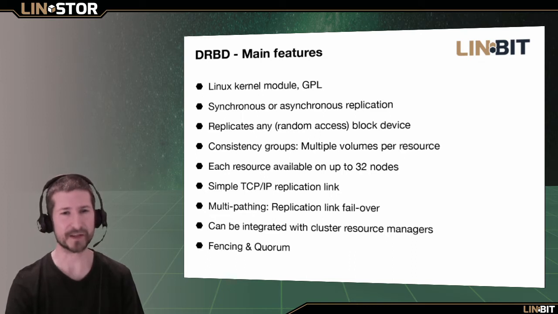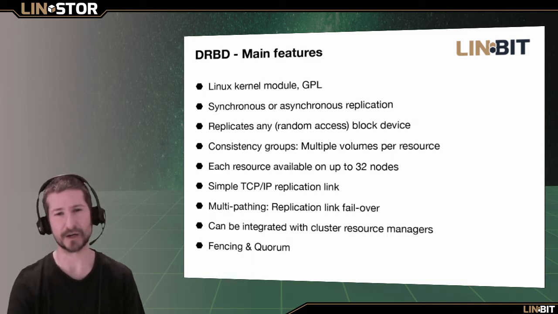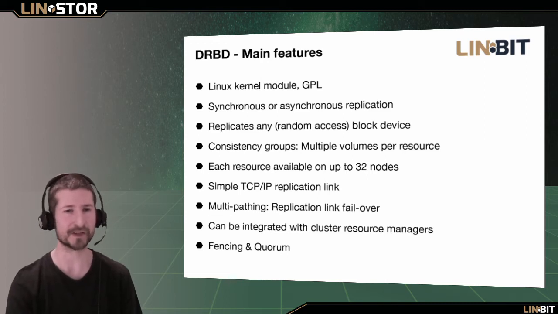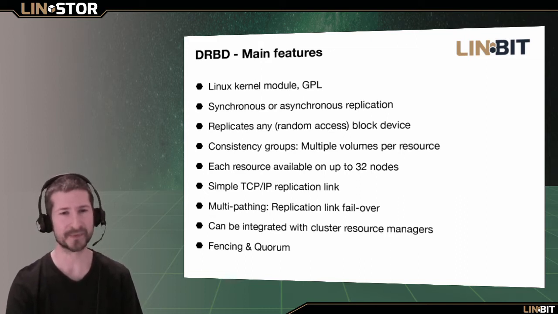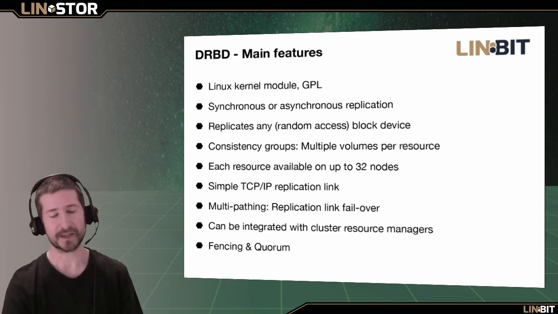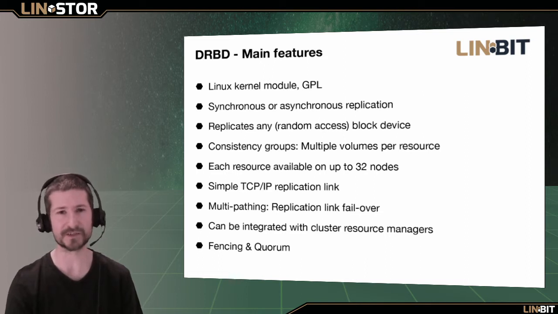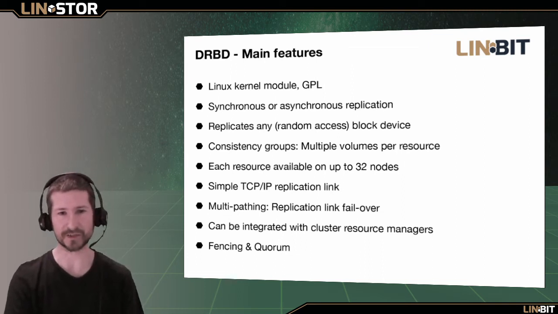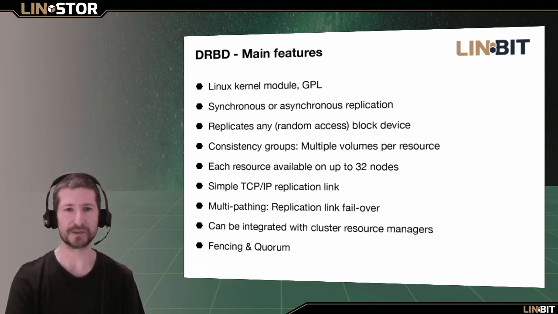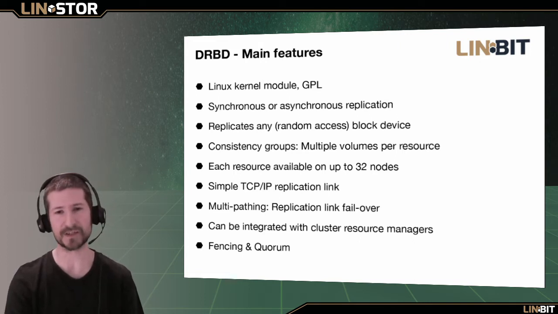DRBD can simply replicate any block device as long as it's writable, and it doesn't really care about the contents of whatever block device you are replicating. So there could be a file system on it, and it doesn't matter what file system it is, or it could just be raw data, for example from a database. The replication link used by DRBD is a TCP/IP link, just like the LINSTOR links. DRBD does provide authentication, but it does not provide encryption. So if you run it through the internet, you should probably run it through a VPN or IPsec link.